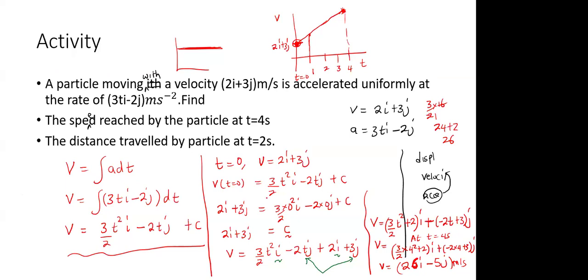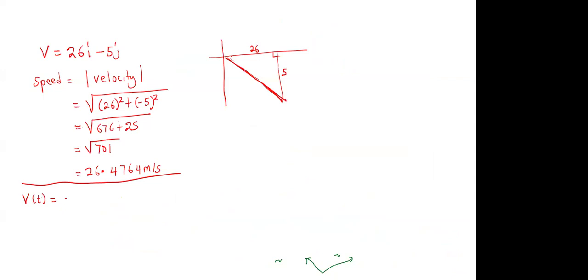So our velocity at any time, when I go back a bit, it is this one here: 3 out of 2 t squared plus 2, everything into i, then minus 2t plus 3, everything into j. Yes, so that was our velocity at any time. So to find our displacement, we shall say that displacement is equal to the integral of v dt. So we are going to integrate this.